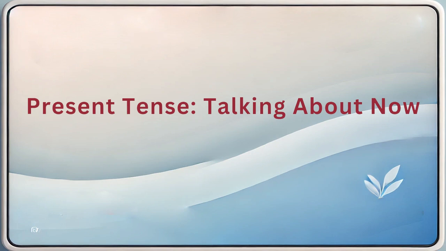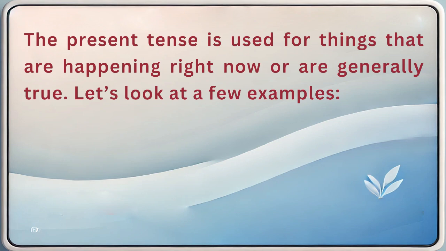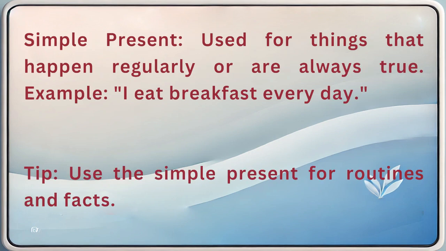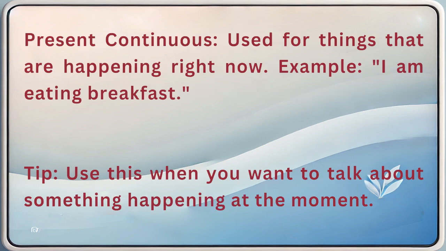Present tense, talking about now. The present tense is used for things that are happening right now or are generally true. Let's look at a few examples. Simple present, used for things that happen regularly or are always true. Example: I eat breakfast every day. Tip: use the simple present for routines and facts.